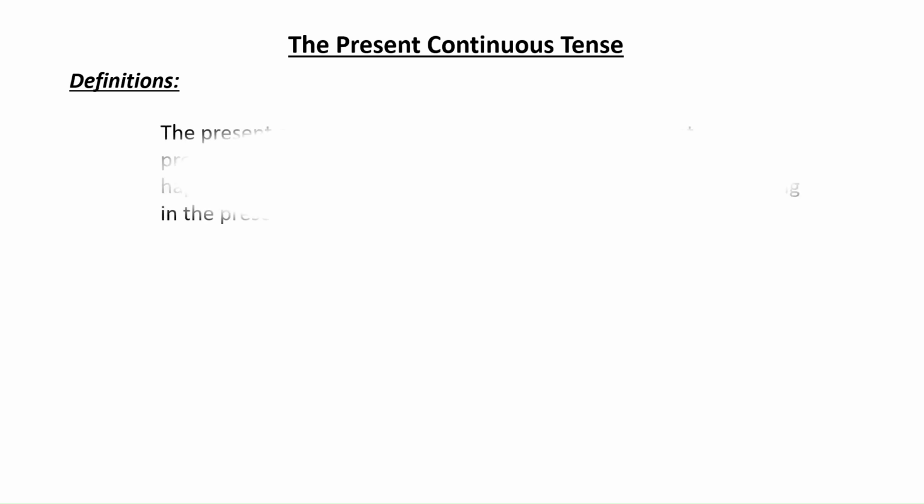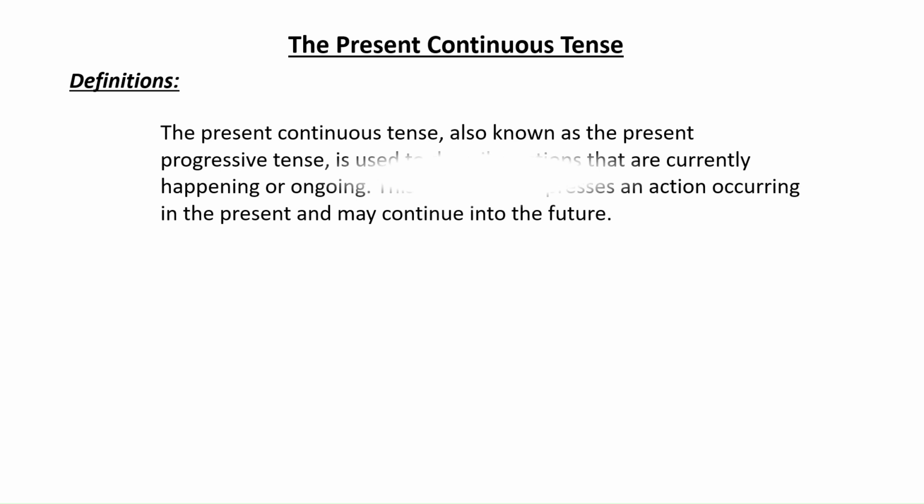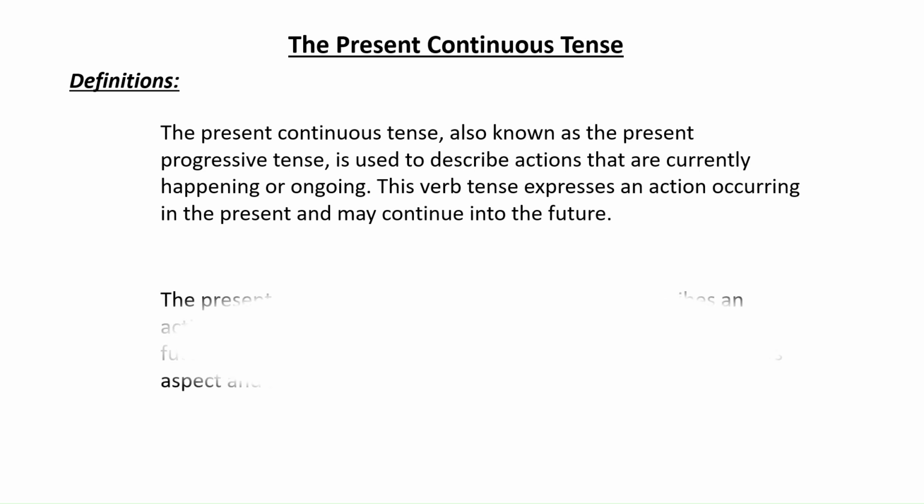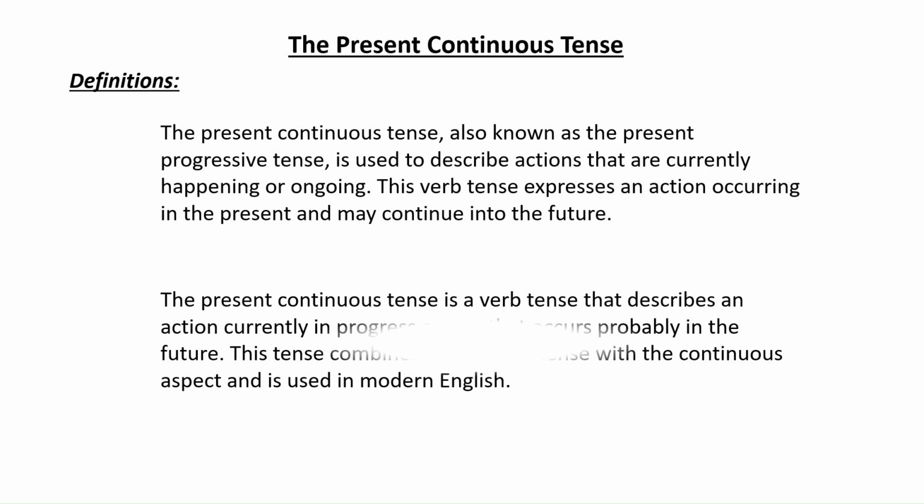To define the present continuous tense, we can say that it is the tense which is used to describe actions that are currently happening or ongoing. This tense, which is known also as the present progressive tense, expresses an action occurring in the present and may continue into the future. Another definition is that the present continuous is a tense that describes an action currently in progress or one that occurs probably in the future. This tense combines the present tense with continuous aspect and is used in modern English.